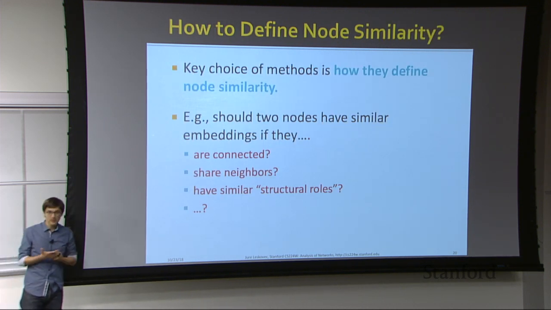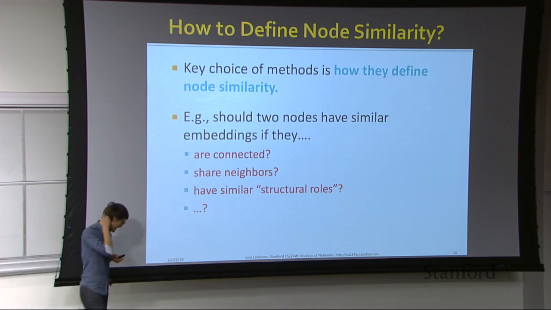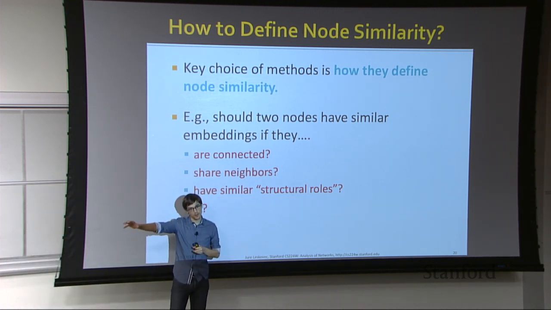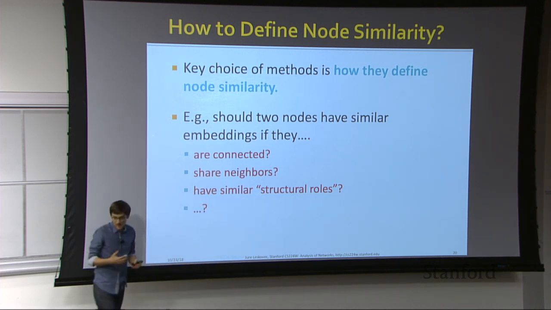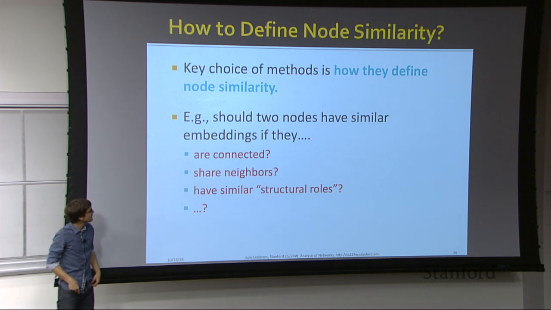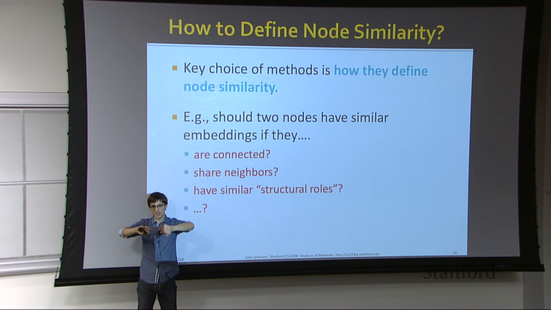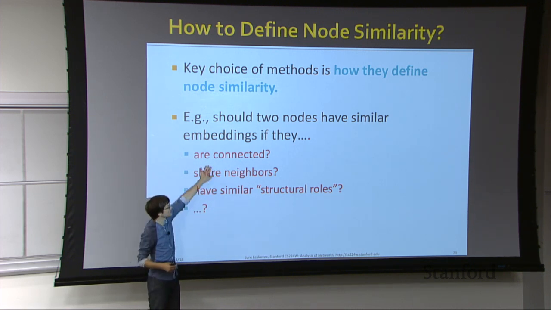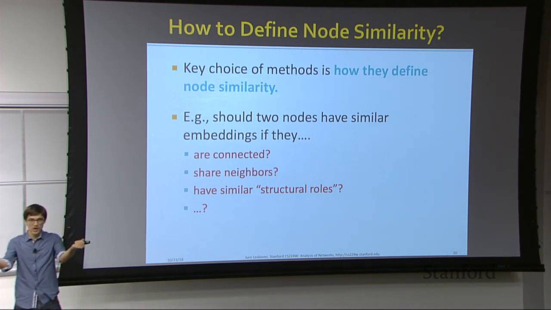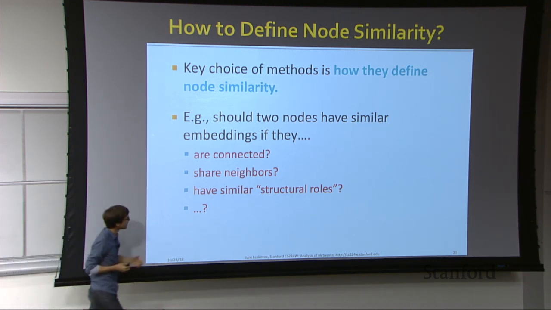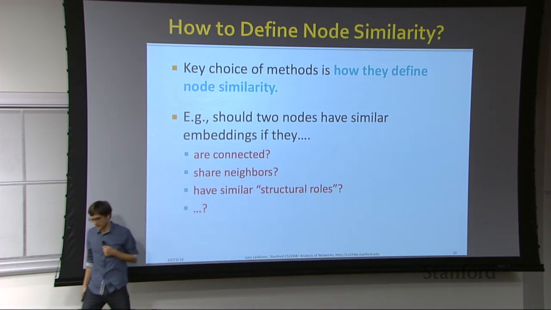So now the key choice for us is how do you define node similarity. It's clear how we want to do the embedding and how we want to do the similarity in the embedding space, but the question is how do we define the network similarity? And there are many different ways to do that. For example, early on people said two nodes are similar if they are connected, and if they are not connected, they are dissimilar. Another option would be to say the similarity between nodes is the number of shared neighbors that they have. Or maybe that they have similar structural roles and so on.